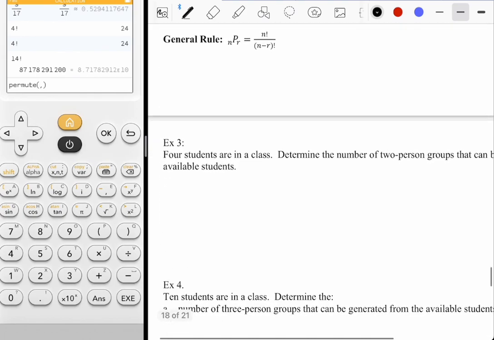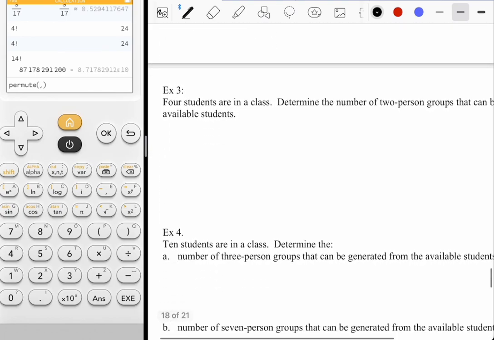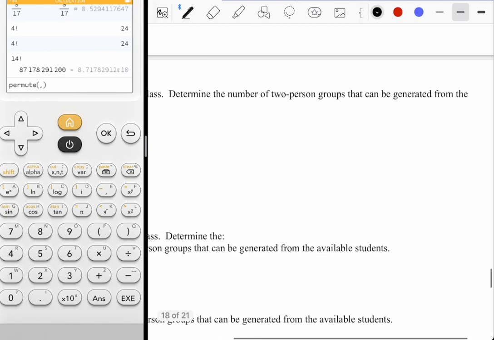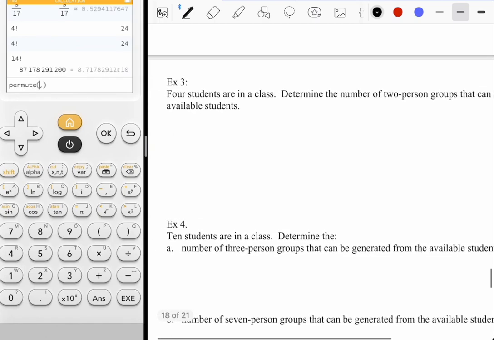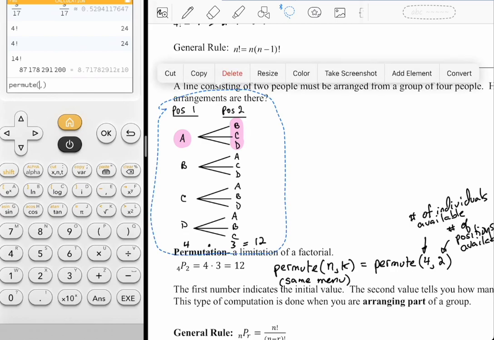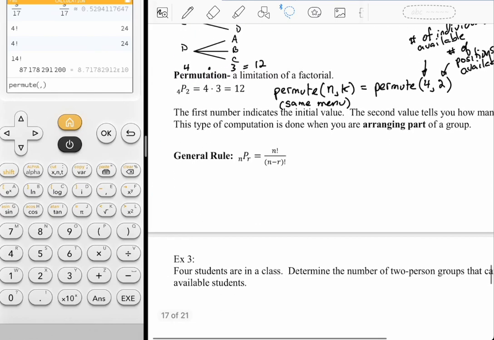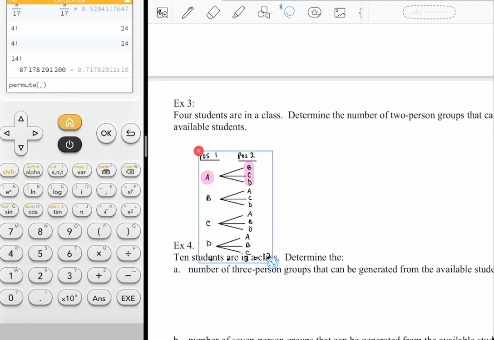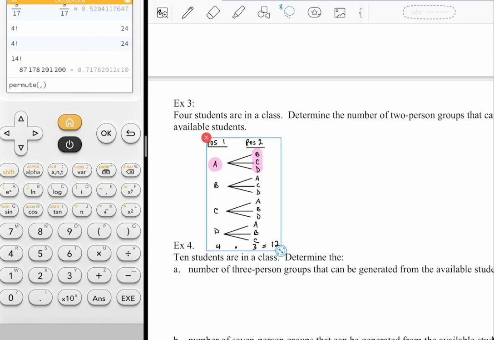But sometimes you don't care about the order. You have 4 students in a class. Determine the number of 2-person groups that can be generated from the available students. All right, so I'm going to go back, and I'm going to take this tree diagram here, which has 12 individuals, and I'm just going to tell myself, I don't care what order they're in. I just want 2 people from this group.